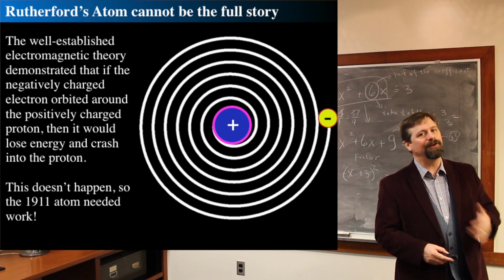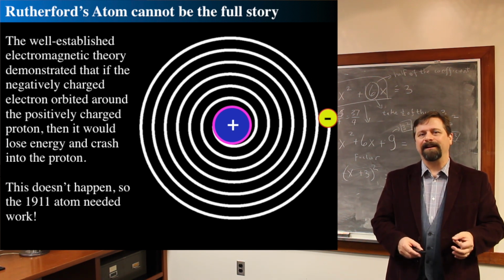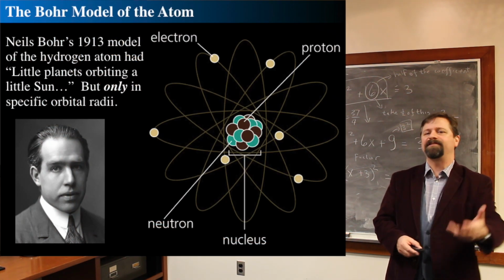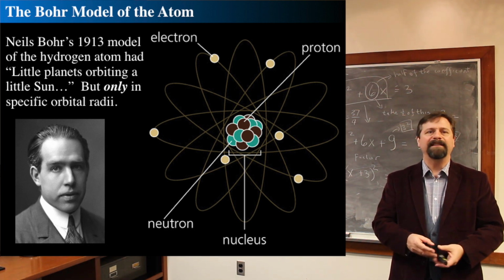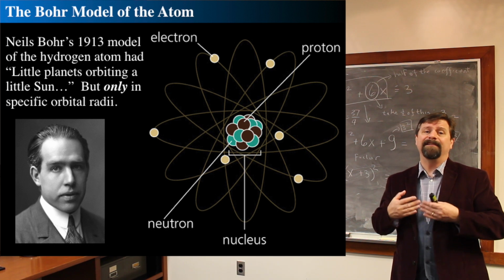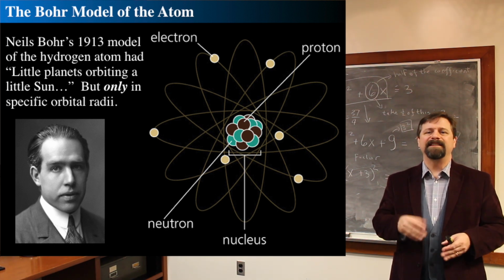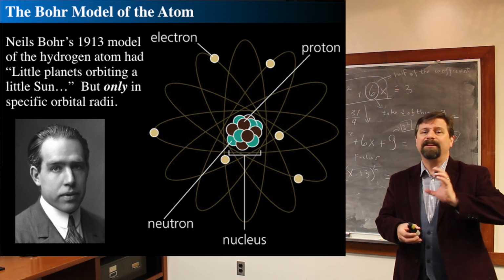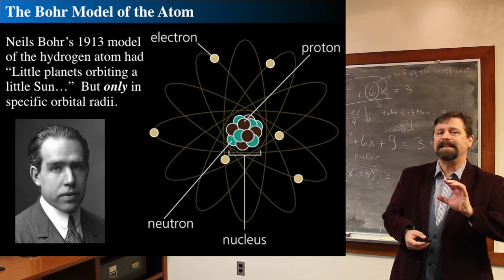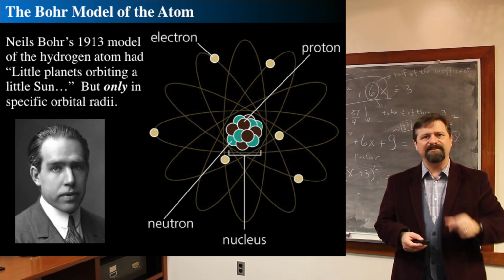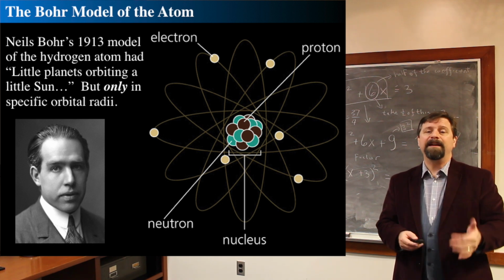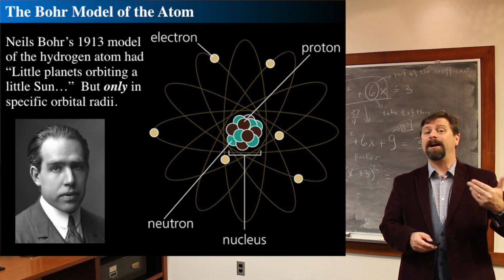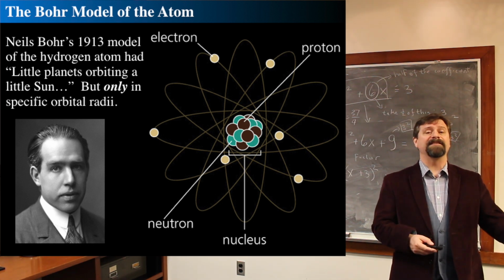Well, that came along very shortly thereafter, in 1913, by Niels Bohr. What Niels Bohr said is, okay, fine, we don't want this thing spiraling. Imagine that the angular momentum of the objects was fixed. Every one of these little planets that orbits this little sun can only orbit at specific radii, and they can't spiral in. Well, why can't they spiral in? That's the essence of the Bohr model of the atom.